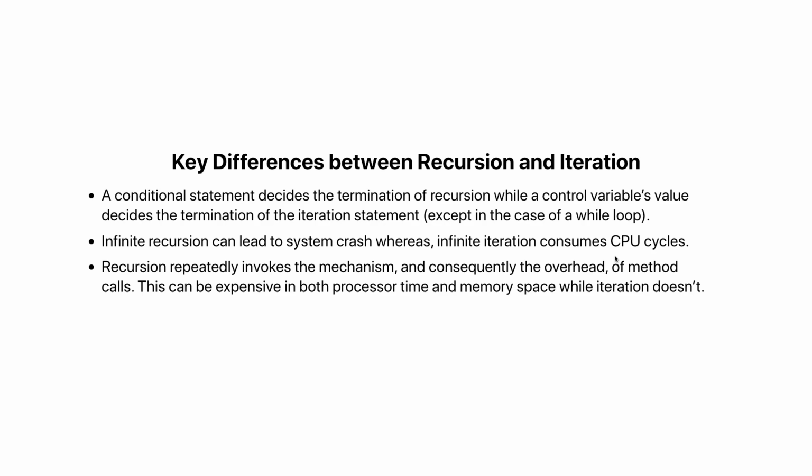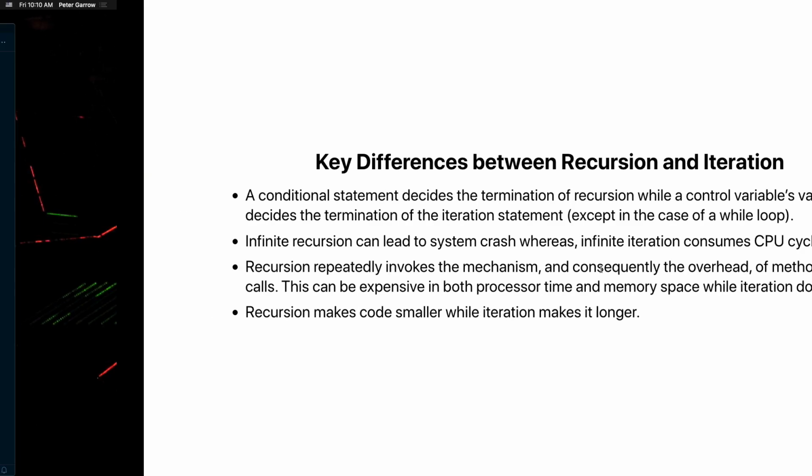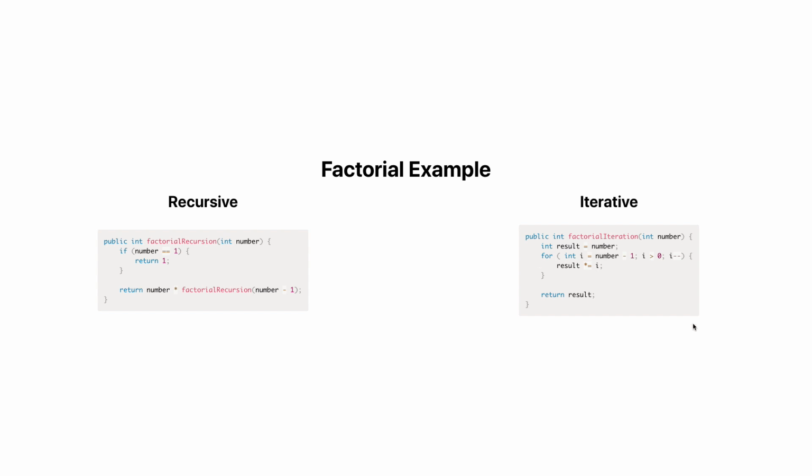Recursion repeatedly invokes the mechanism and constantly incurs the overhead, like we talked about, of method calls. You're going to have this stack of just the same thing. That is something else that your system has to process, rather than just going through a for loop. It can be expensive. Like I said before, with recursion the code a lot of times is going to be smaller. You're not going to have as much code there, but iterations will make it longer, like we see right here. However, that doesn't mean that it's going to be faster necessarily. Less code doesn't mean that it's faster.